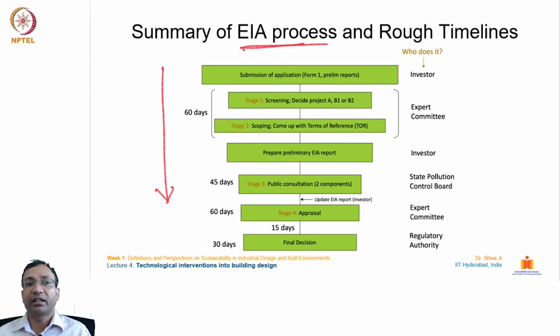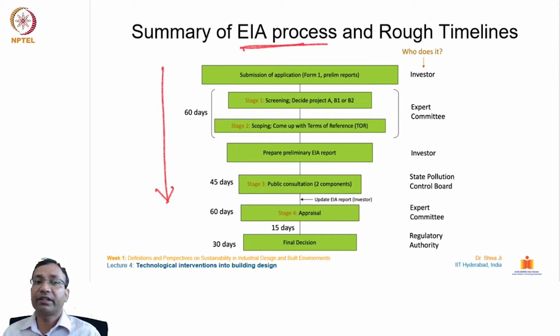So it decides, based on the project, in different categories, and then it checks the scoping. It comes up with the terms of reference, TOR, and then it goes for preparing a preliminary EIA report. And after that preliminary EIA report, it goes for consultation with different stakeholders, the public being the major stakeholder, and other researchers, NGOs, and several other independent environmental protection agencies, etc.